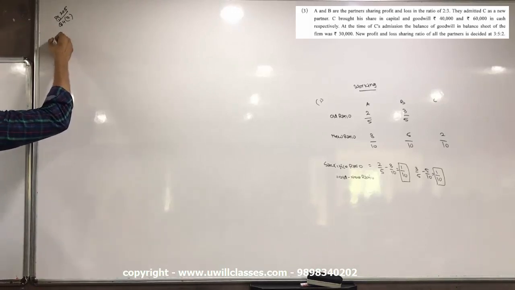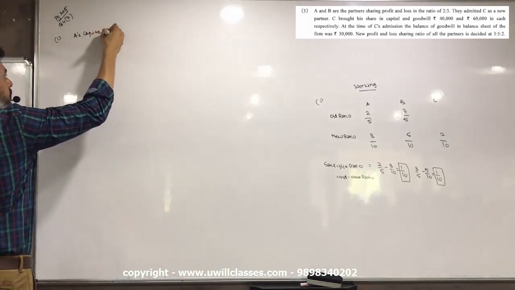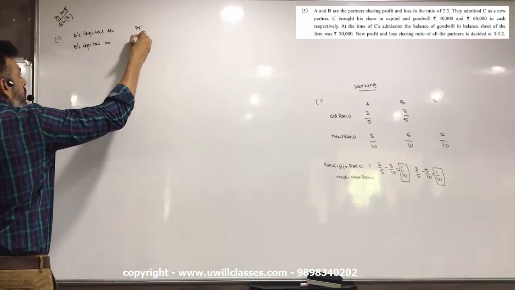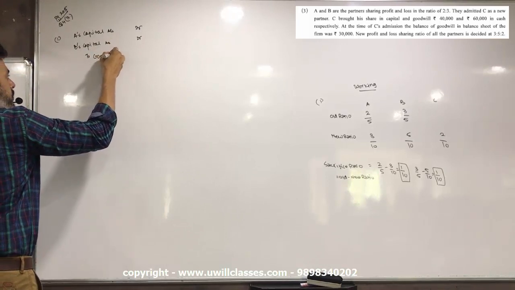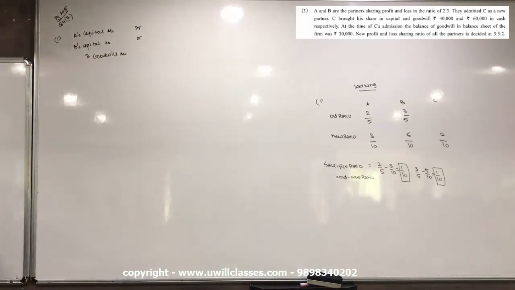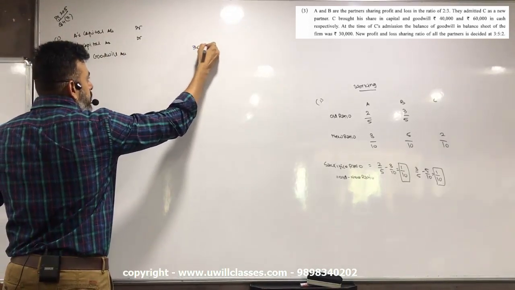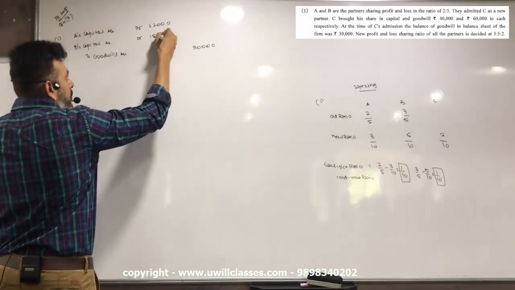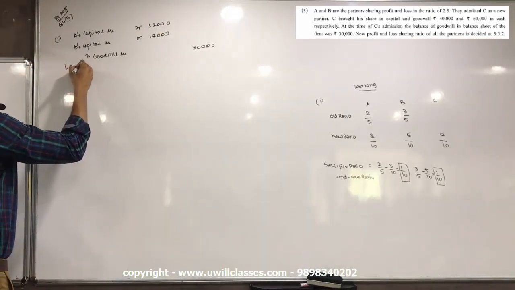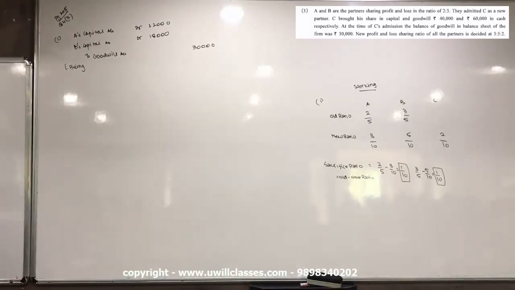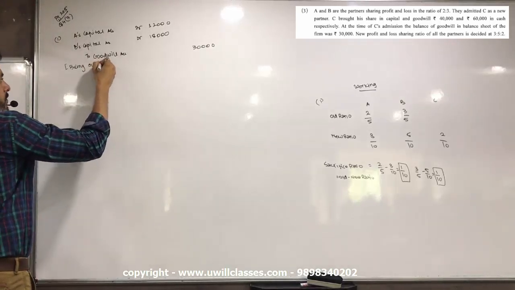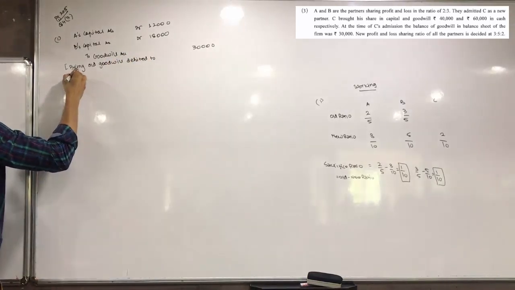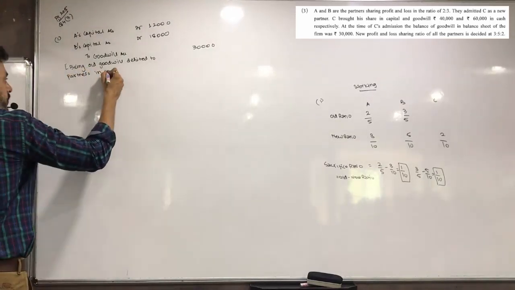So first entry is A's capital account debit, B's capital account debit, to goodwill. Amount is 30,000. Ratio is 2:3, so 12,000 and 18,000. Write the narration: being old goodwill debited to partners in old ratio.